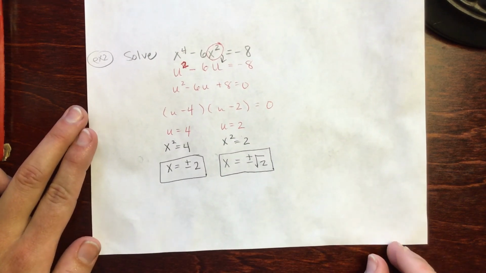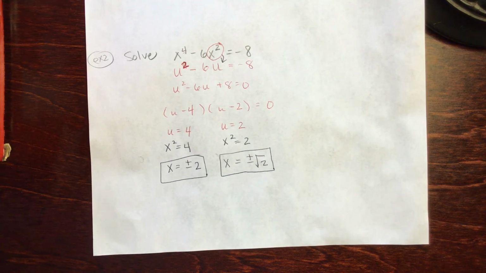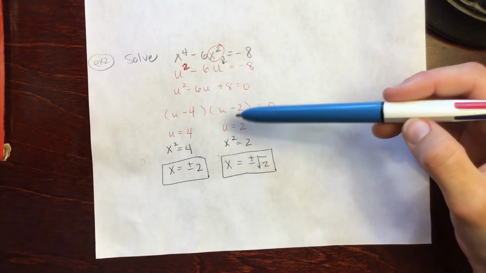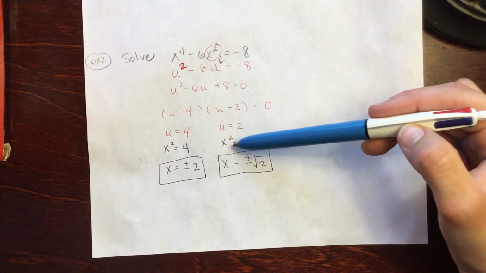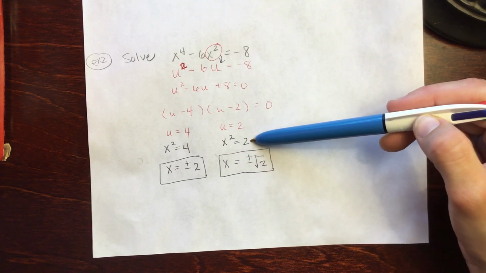And there we go. So for u substitution, try and find a way to rewrite it as a quadratic, solve your quadratic, and then you'll have to say, well, what did I actually replace my u's with? Sub it back in and solve.